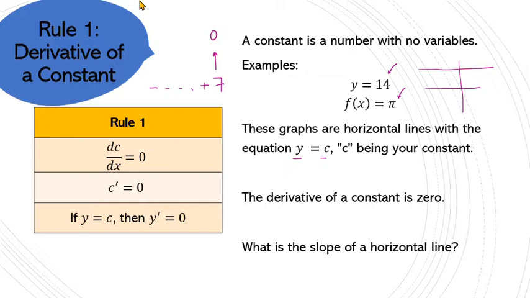So remember, the derivative is the slope of the graph at that point, at any point on that graph. So if the slope where the derivative is 0, what does that tell us? Well, the slope of a horizontal line is 0, so this makes sense, right? The slope all along here will always be 0 because it's a horizontal line.